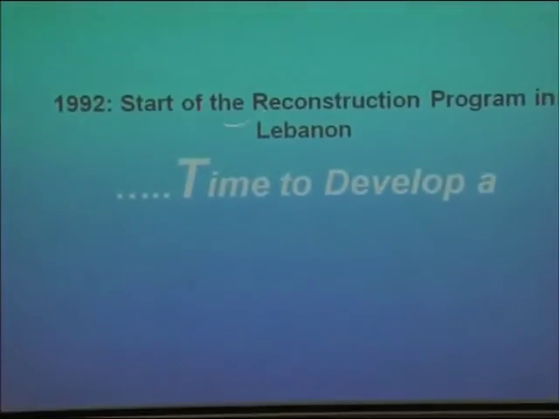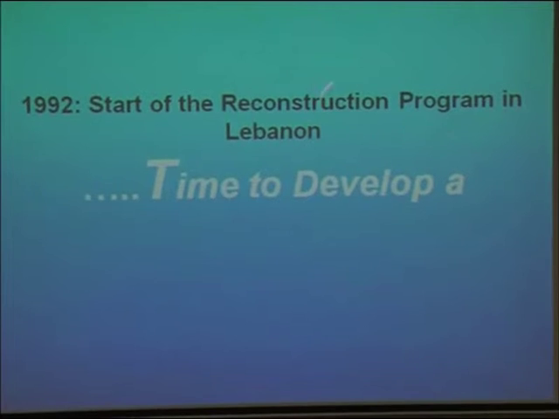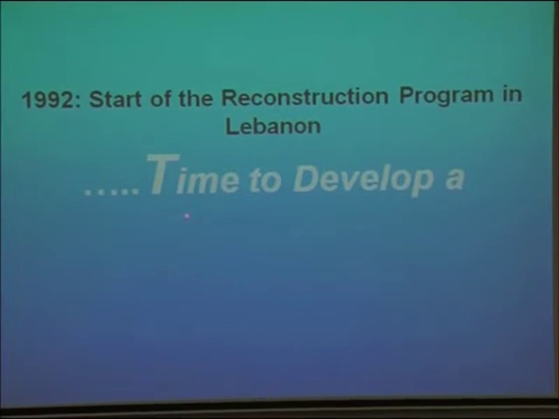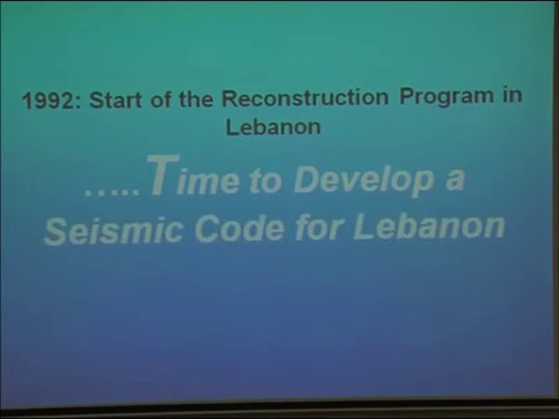So it was time in 1992 to start developing an earthquake code. In 1992, we thought about it at the UB. There was a team that was formed, myself, Dr. Sadiq, Dr. Munir Mansour, with the help of graduate students. We attempted to develop a seismic code. Especially with the start of the reconstruction program after the Civil War, we said that if there are new structures to be built, they better be designed for earthquakes.